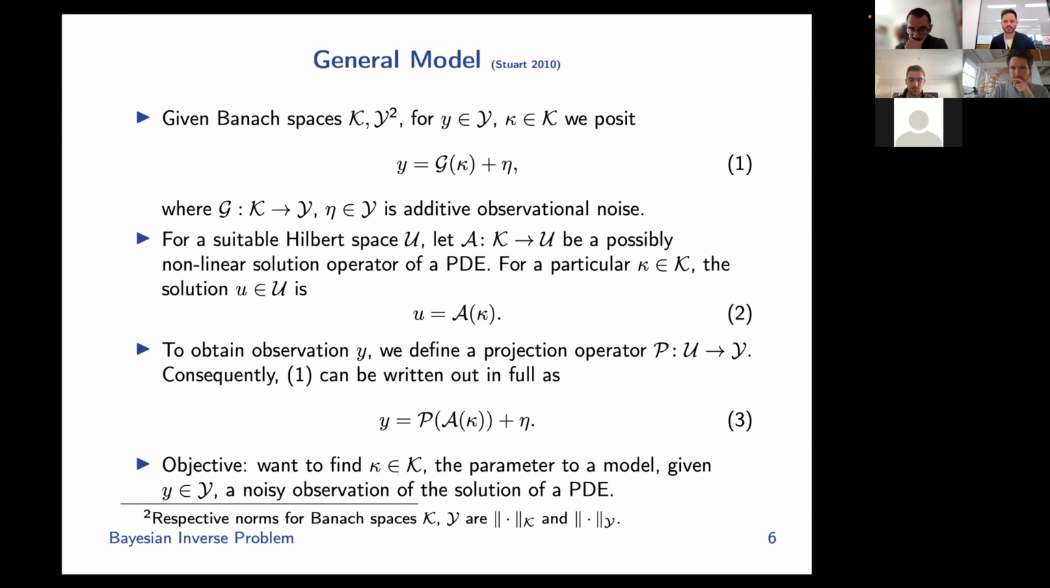I guess a lot of you are familiar with this Andrew Stuart way of formulating things. This follows very much the same, even the notation.